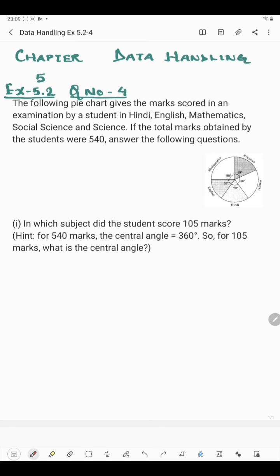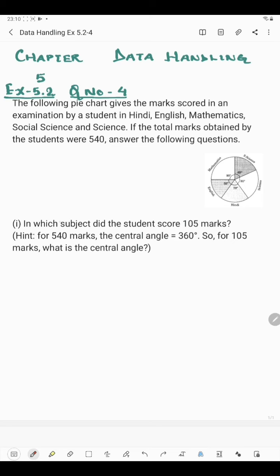Here this 90 degree, 65 degree, 80 degree, these are not the scores obtained by a student. These are the angles. These are the angles given for 5 different subjects. Now it is given that if the total marks obtained by a student was 540, answer the following questions.